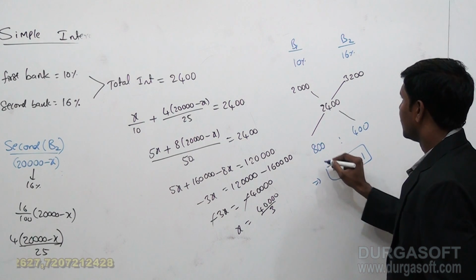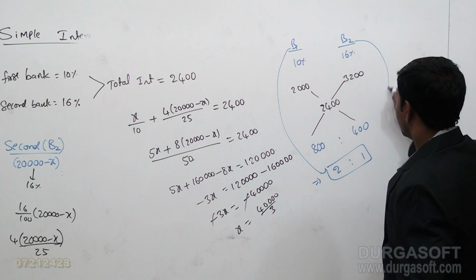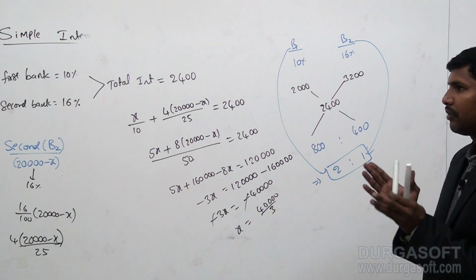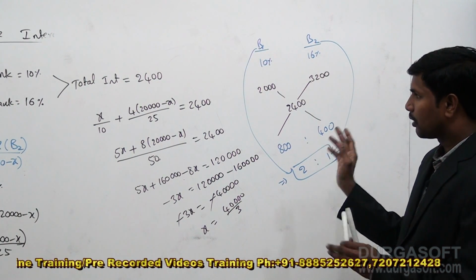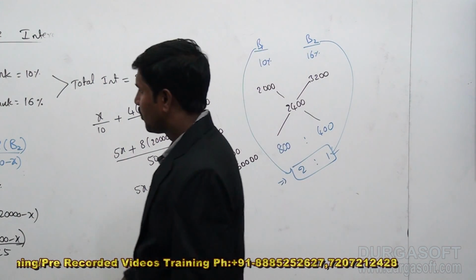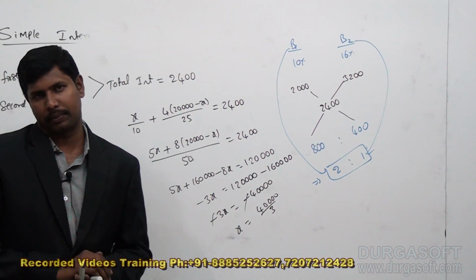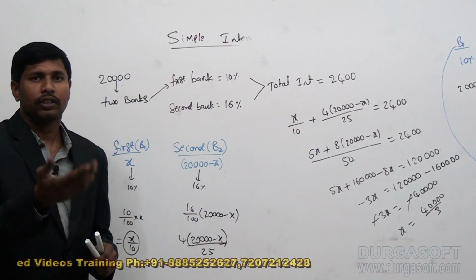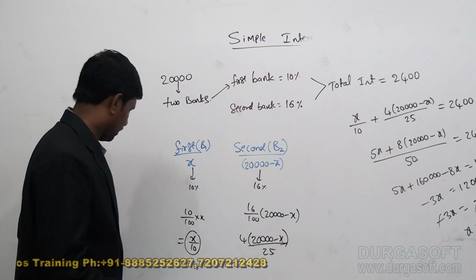What it indicates is, if you deposit 2 parts in the first bank, we should deposit 1 part in the second bank. So the money will be divided into 3 parts and we need to deposit 2 parts in the first bank and 1 part in the second bank. So in this way you can apply that. If not, you can go through the options also. That option is always available, so check through the options. In this way, whatever you take, you will get the same answer.